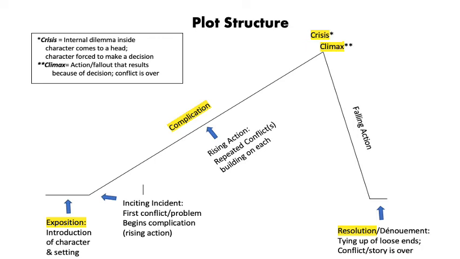The story ends when the conflict ends, because stories are all about conflict. And you have the resolution. So the crisis and climax occur at the end of the story. If it's a short story, it may be the last sentence or last couple of lines or paragraph. If it's a novel, it may be the last chapter. So the resolution is the tying of loose ends, the conflict, or the story is now over. And that's the following action that happens between the climax and the resolution.